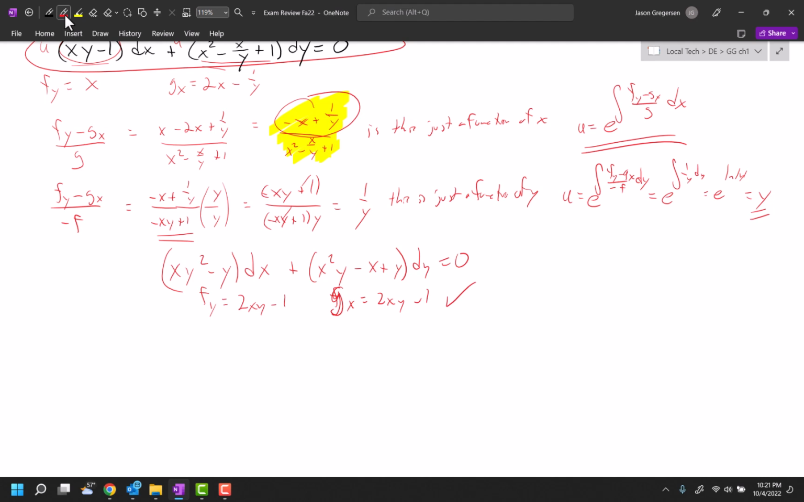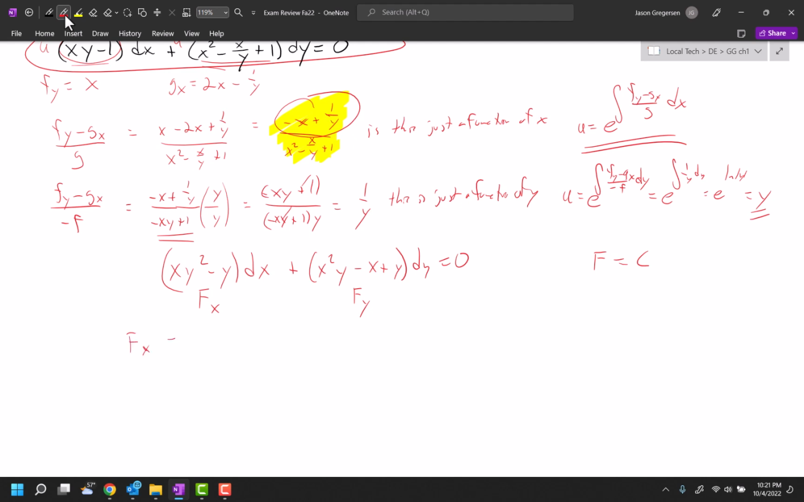So now that I can tell it is exact, I would go through my regular procedure for solving an exact differential equation. That means this first piece is supposed to be the partial of my mystery function with respect to x, and the second piece is supposed to be the partial of my mystery function with respect to y. And remember, in the end, my solution is my function equals c.